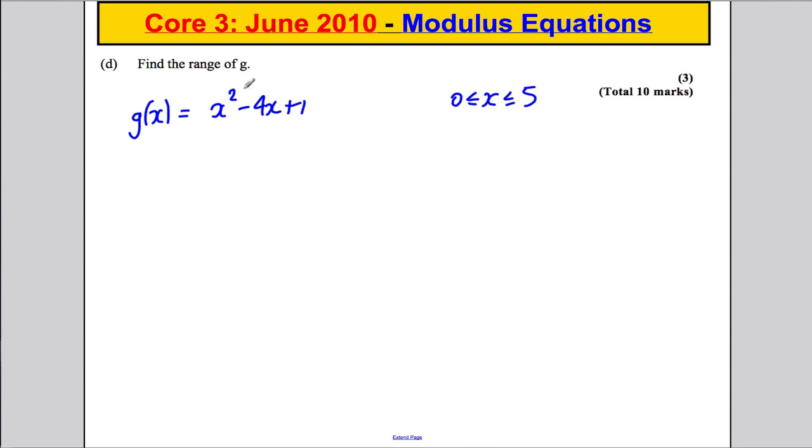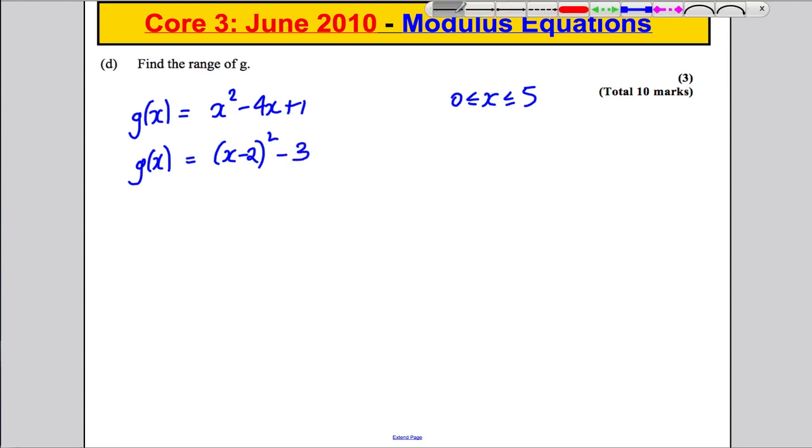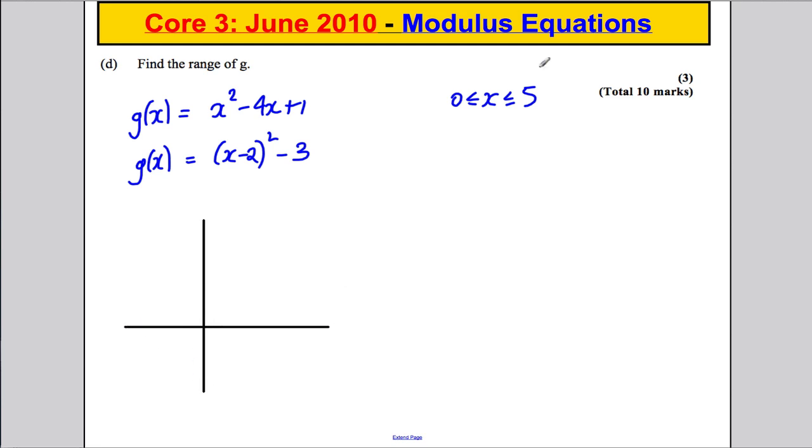What I can do is complete the square of this graph. That would help me see where the minimum or the vertex is. So g of x, completing the square, would be x subtract 2 squared, square this in your head is 4, subtract it and add the 1, so it would be negative 3. Not worrying about the particular domain as yet, the graph has a vertex at 2, negative 3. So 2 across, negative 3 down. This point here is 2, negative 3.